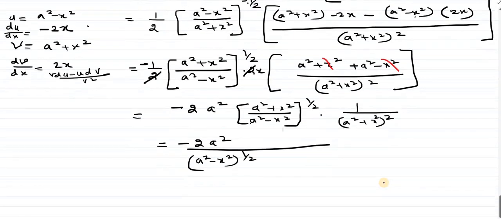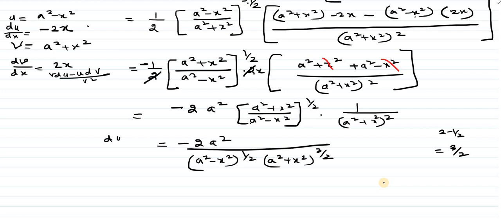So now what is this one? Here a square plus x square to the power half is there. Here 2 is there. So when you bring it to the denominator, what will it become? 2 minus half. 2 minus half is what? 3 by 2. So a square plus x square to the power 3 by 2. So this is my final answer. Clear to all of you? In any step, if you have doubt, tell me.